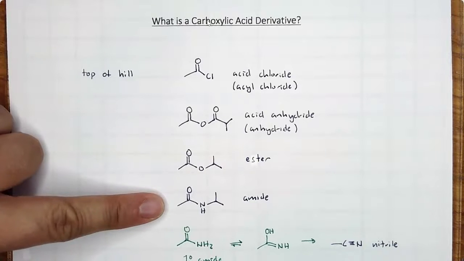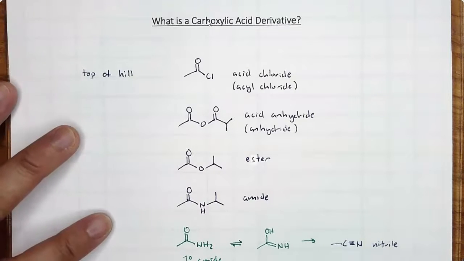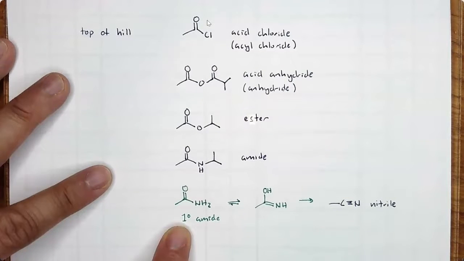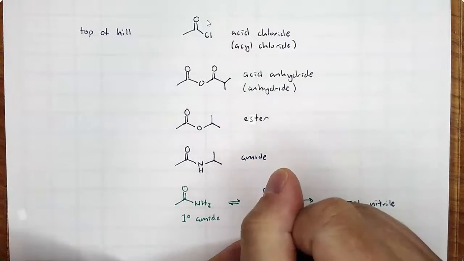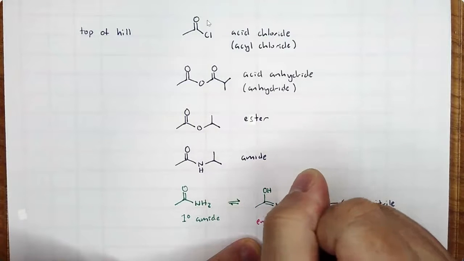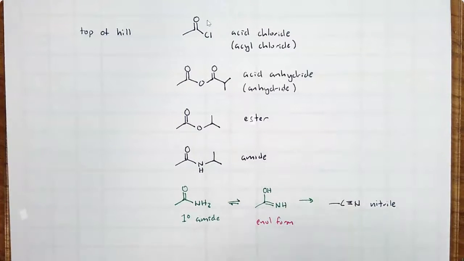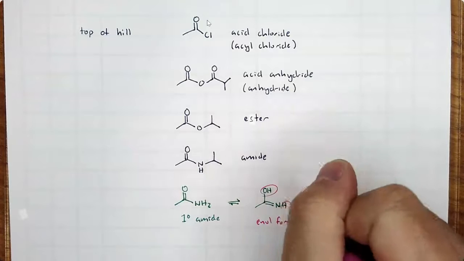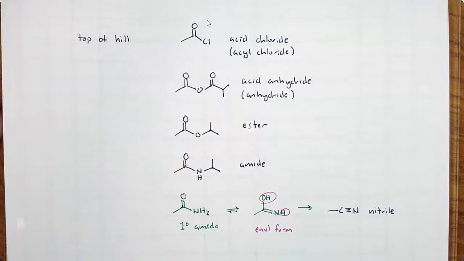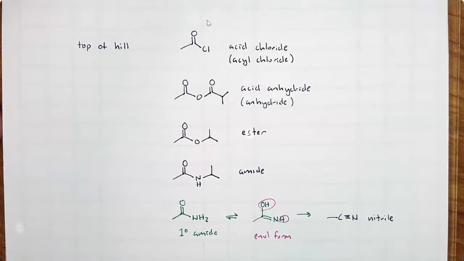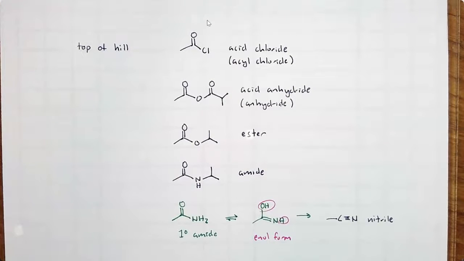Now there is a fifth carboxylic acid derivative called a nitrile, and that's produced when you take the amide, a primary amide, you form the enol form. Do you remember the enol? And you do a dehydration, you remove OH and H to get the nitrile. So a couple things. Why are these called carboxylic acid derivatives? Because all of these, including the nitrile, can be hydrolyzed to make the carboxylic acid.